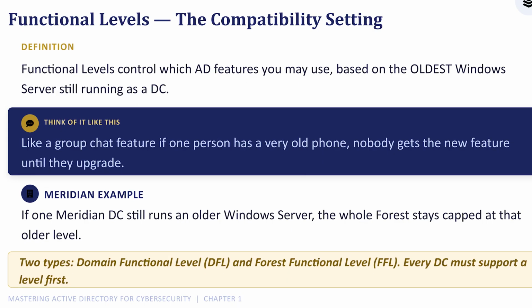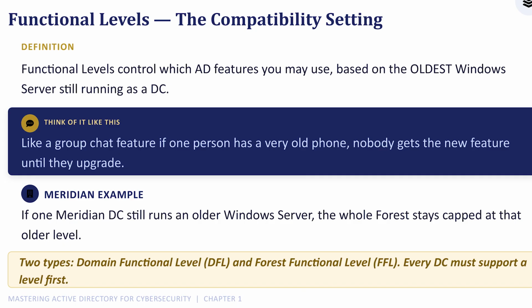Now we are at engine room 545, which is functional levels, okay? And I call this the compatibility settings. The definition says functional level controls which Active Directory features are available based on the oldest Windows Server version still operating as a domain controller.